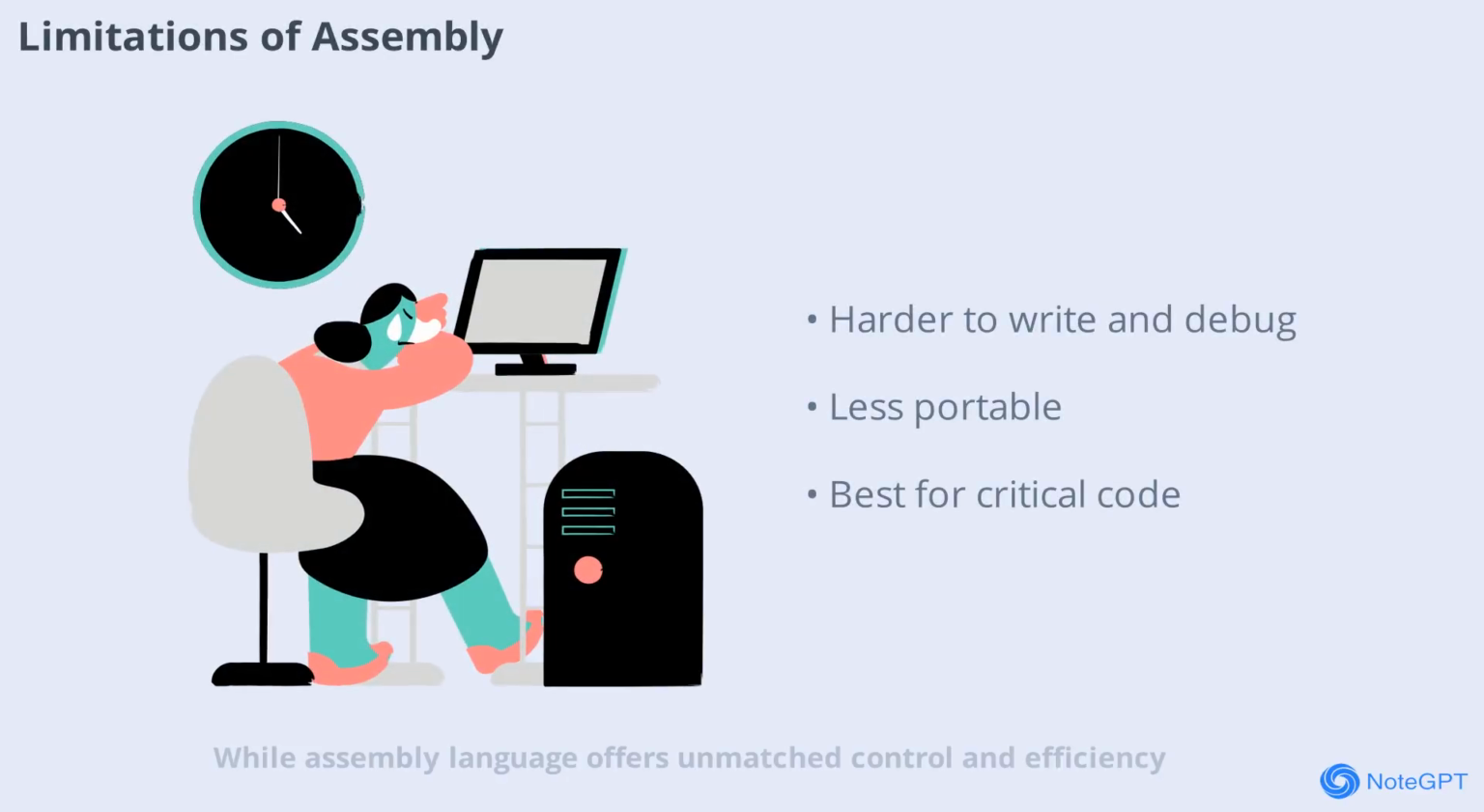While assembly language offers unmatched control and efficiency, it also has significant limitations. Programs written in assembly are harder to write, debug, and maintain compared to high-level languages. They are also less portable, as code must be rewritten for different processor architectures. These challenges mean that assembly is best reserved for situations where its benefits outweigh its drawbacks.